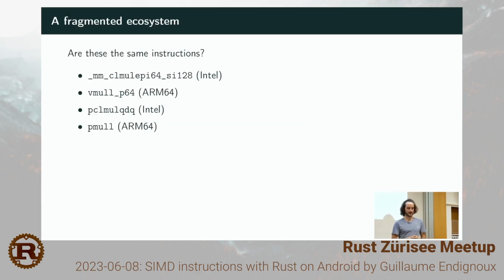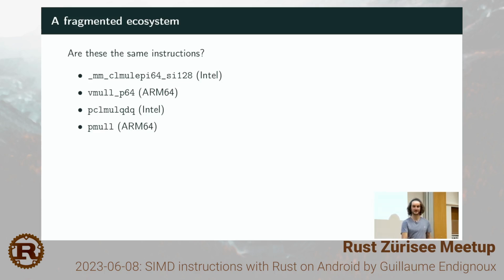So here I take an example, another instruction. And the question is whether all these names are the same thing or not. Actually, even for each vendor, you have two different names. One is for the intrinsics, and one is a completely different one, the instruction you would see in assembly. And the answer is yes, these are all the same instructions, but it's hard to know.